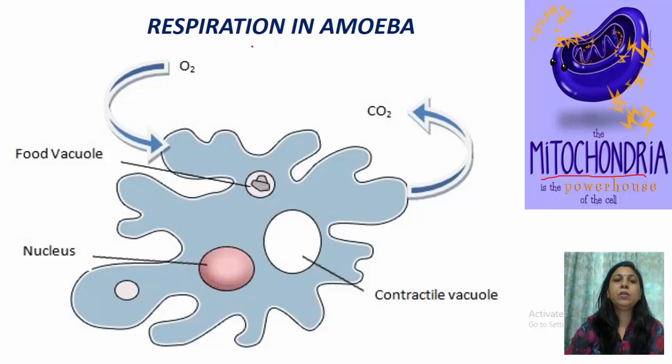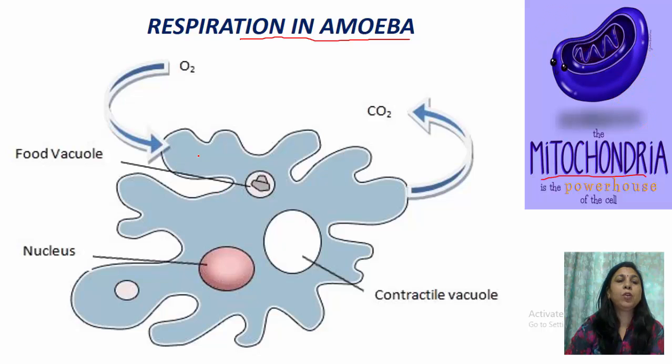So let's begin with the respiration in animals, especially the lower animals. First of all, we'll discuss respiration in amoeba. As you all know, amoeba is a unicellular organism. Unicellular means it is made up of one cell, and the same cell performs all the life processes of amoeba, that is nutrition, respiration, circulation, excretion. The same cell performs all the functions.